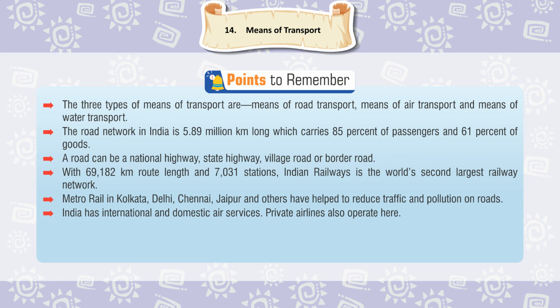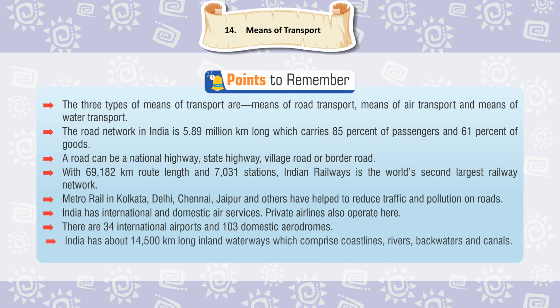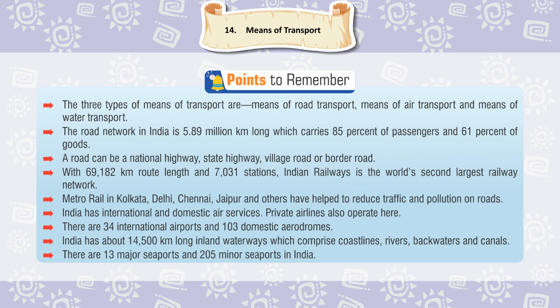India has international and domestic air services. Private airlines also operate here. There are 34 international airports and 103 domestic aerodromes. India has about 14,500 kilometer long inland waterways which comprise coastlines, rivers, backwaters and canals. There are 13 major seaports and 205 minor seaports in India.